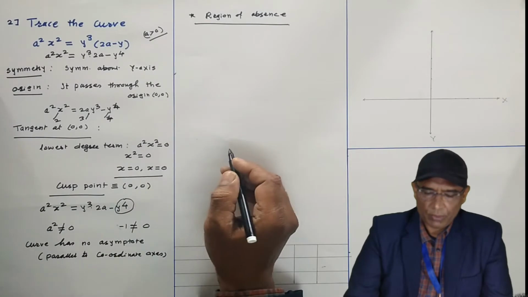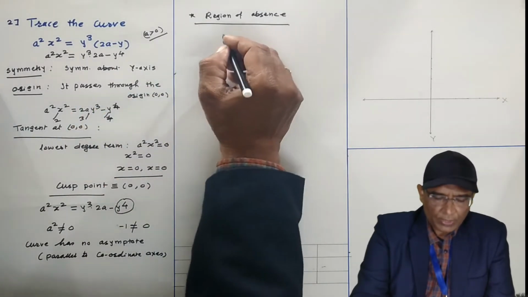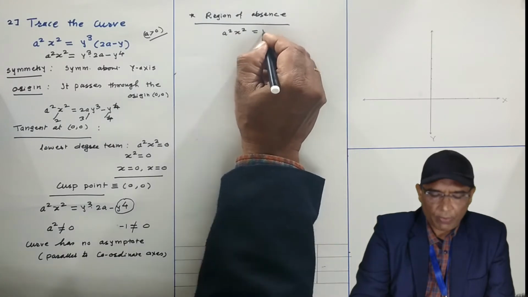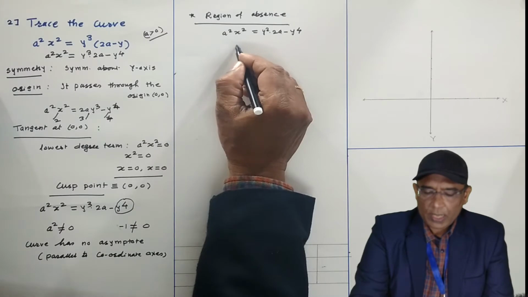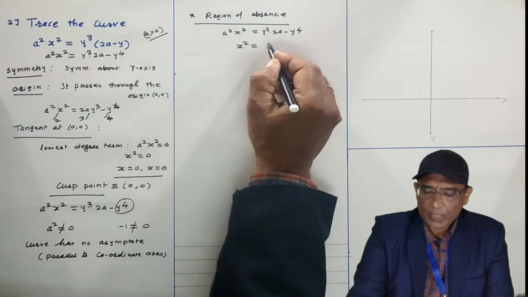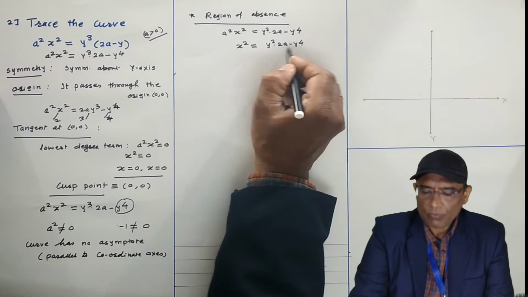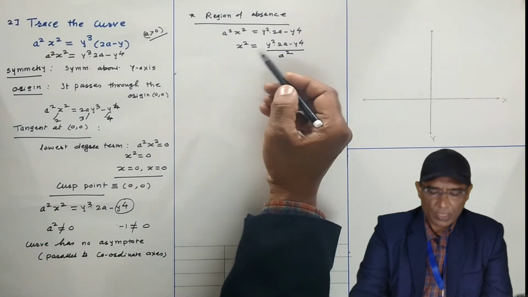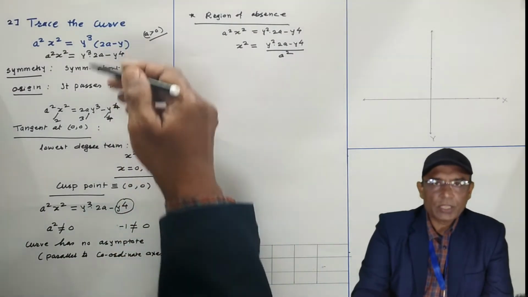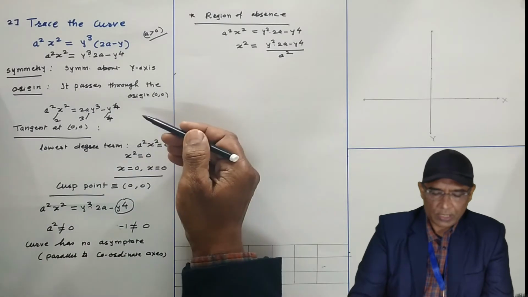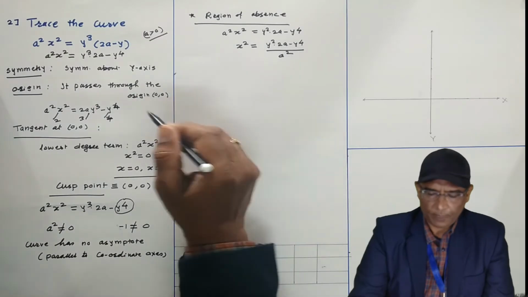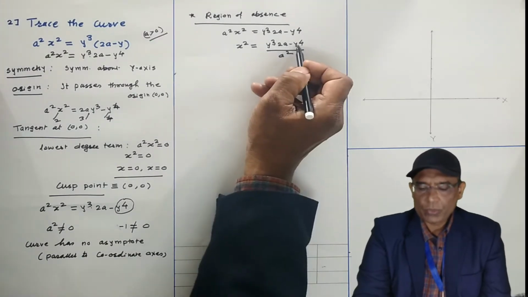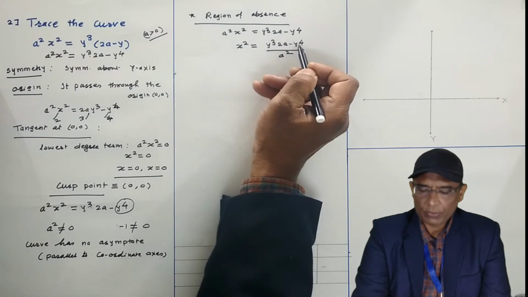So the region of absence we are going to find. Look at this curve very carefully: a²x² = y³(2a − y). Now can you express x² in terms of y? I have expressed x² in terms of y in this way. Otherwise you can guess that the curve is symmetric about the y-axis. It will be better to express x² in terms of y. Now, for which values of y is x² negative, that we are going to find.